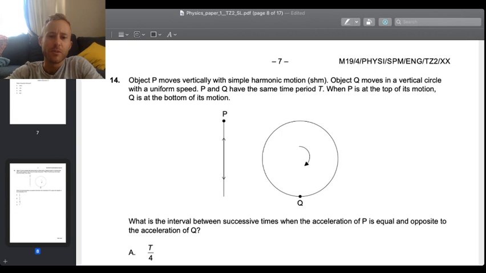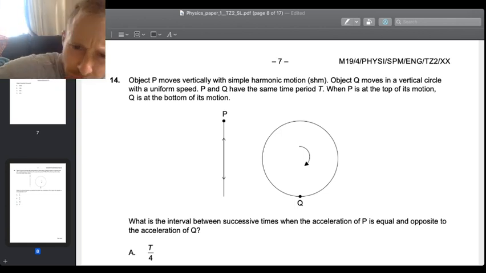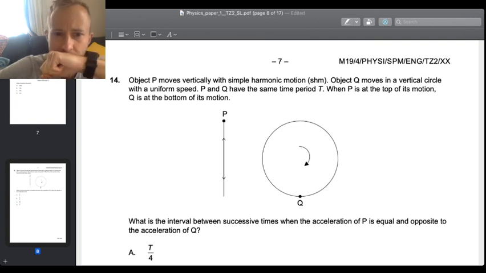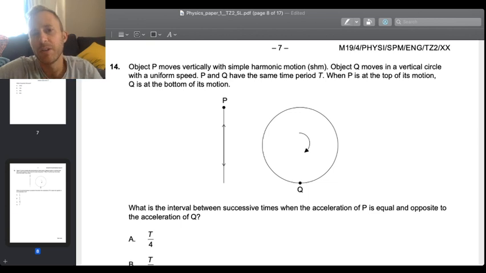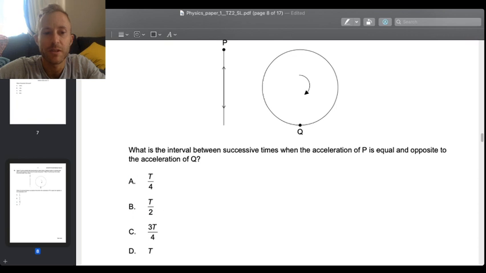What is the interval between successive times when the acceleration of P is equal and opposite to the acceleration of Q? So basically, they're going to be equal and opposite when they're at the top and at the bottom. So that's half a period apart, so I would say the answer is B.